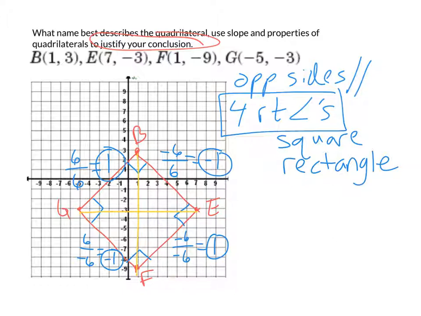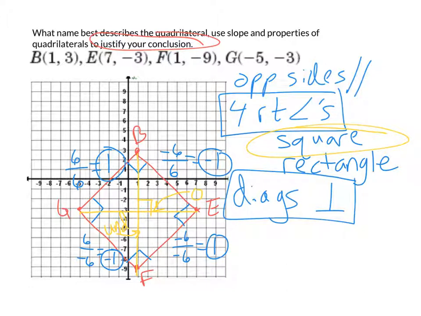Well, this slope right here, it's a horizontal line, which means it's 0. This slope right here is undefined. It's vertical. But in any event, what we know about this is these are perpendicular. And what do I know about the diagonals of a square? They are perpendicular. Therefore, I have a square. And my other reason would be diagonals are perpendicular. But in any event, I end up with a square on this one.